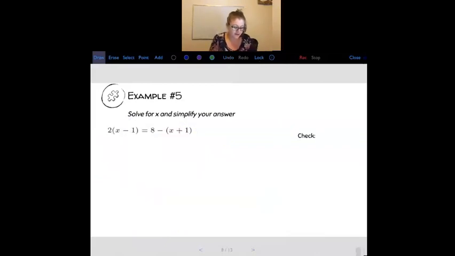We'll keep going. So in this case, we have some parentheses. So in order to see what I truly have on both sides of the equation, I need to get rid of those parentheses. And the way to do that is by distributing. So on the left-hand side, I'm going to distribute the 2. So 2 times x minus 2 times 1 is equal to 8. And we have a minus sign out in front here.